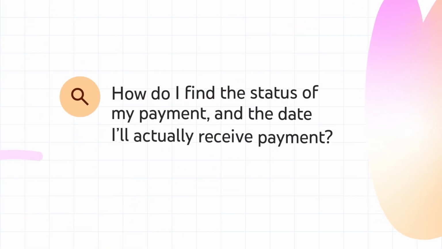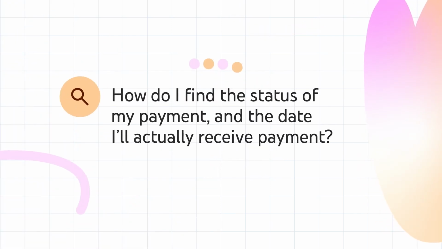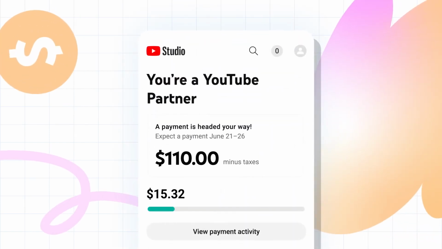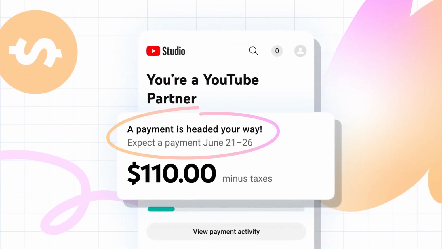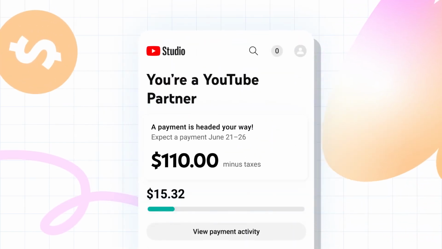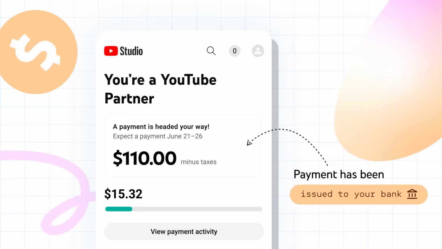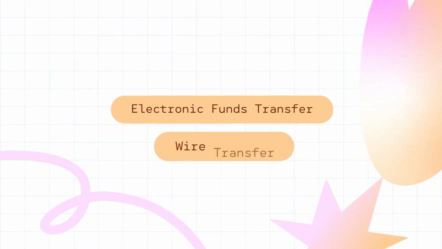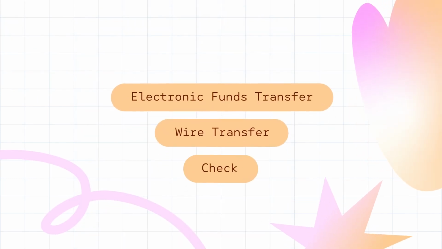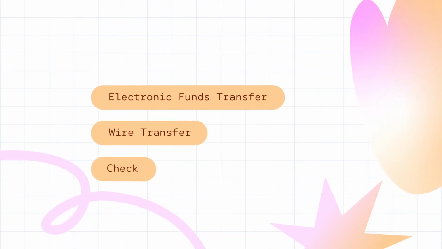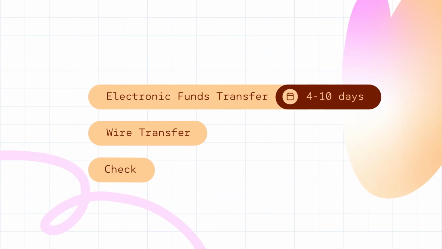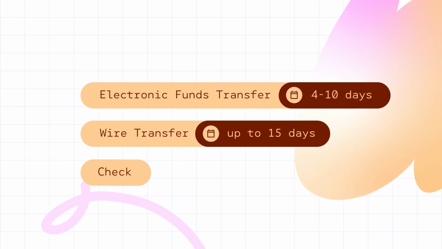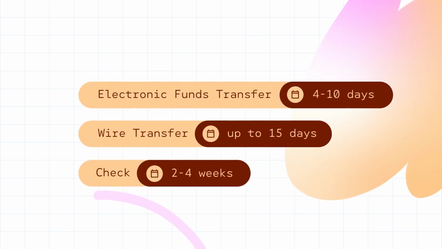How do I find the status of my payment and the date I'll actually receive payment? In the Studio mobile app, the Earn page will show eligible creators if there's an upcoming payment and an expected timeline. This lets you know that your payment has been issued to your bank. After that, when you receive your payment will depend on your form of payment. For electronic funds transfer, allow 4 to 10 days. For wire transfers, up to 15 business days. And for check, allow 2 to 4 weeks.